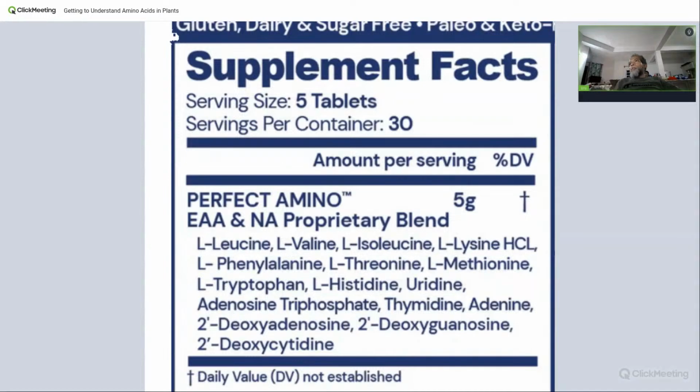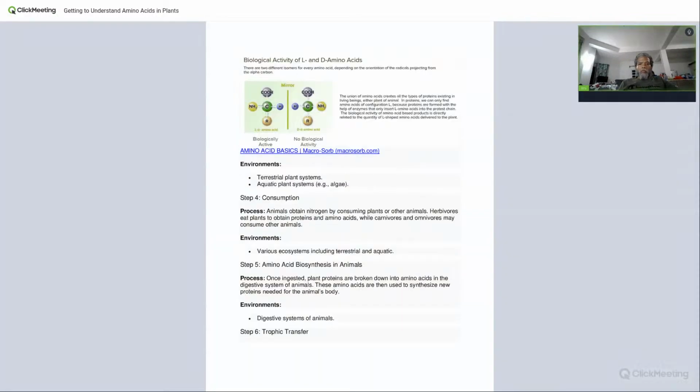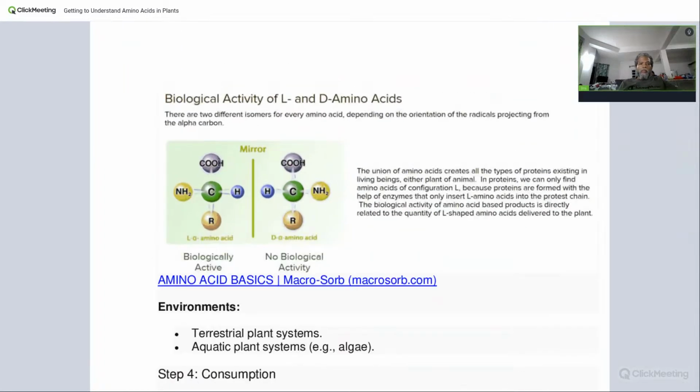What do you see all them amino acids having in front of them? All of them have the L. And that is what you need to pay attention to. The L is important. Why? Leucine, valine, isoleucine, lysine, L-threonine, L-methionine, L-phenylalanine.